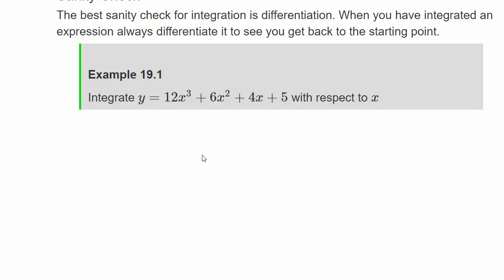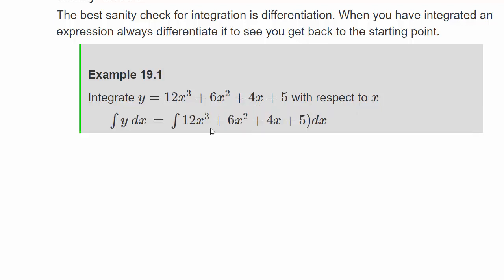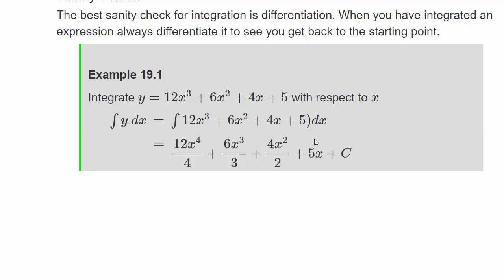Example 19.1. Integrate y is equal to 12x cubed plus 6x squared plus 4x plus 5 with respect to x. So we write it out like this. The integral of y with respect to x is the integral of 12x cubed, and so on. Now we carry out the integration term by term.